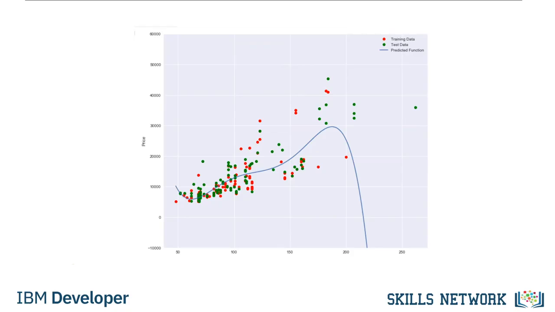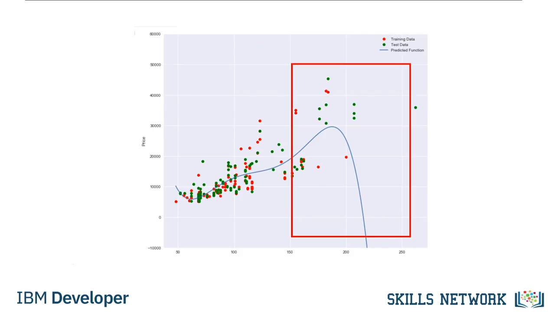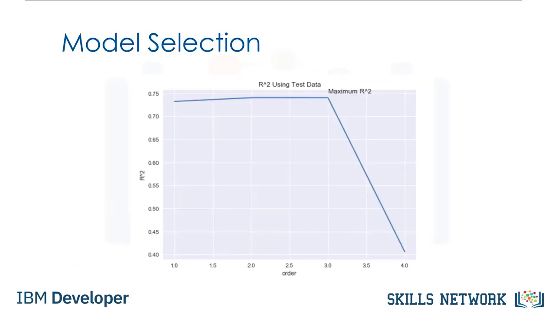Here we see a 4th order polynomial. At around 200 horsepower, the predicted price suddenly decreases. This seems erroneous. Let's use R² to see if our assumption is correct. The following is a plot of the R² value. The horizontal axis represents the order of polynomial models. The closer the R² is to 1, the more accurate the model is. Here we see the R² is optimal when the order of the polynomial is 3. The R² drastically decreases when the order is increased to 4, validating our initial assumption.